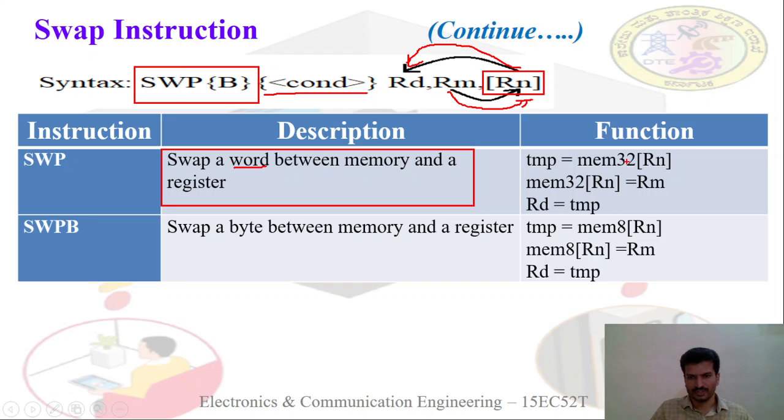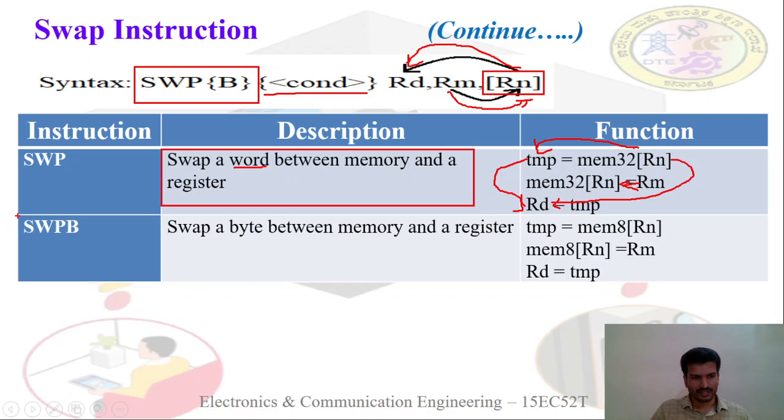See here, 32-bit data from the memory whose address is held by Rn will initially move to some temporary register, a temporary location. Then the Rm value will move to that memory location. Later the temporary value will move to Rd, which is nothing but moving the data from memory to Rd. So memory to Rd and Rm register to memory location.